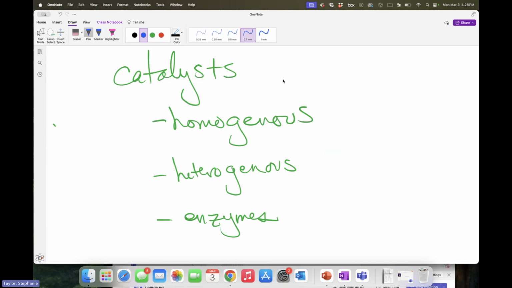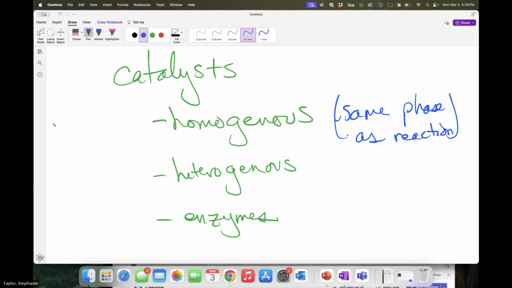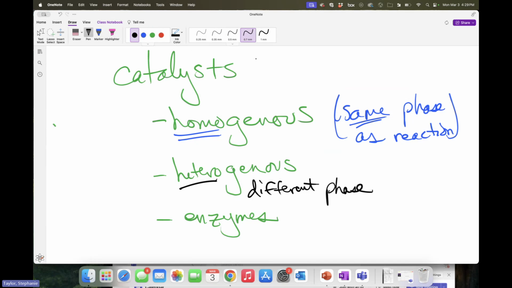So catalysts can be homogeneous. This just means the same phase as the reaction. So homo means same. This could be heterogeneous, which is different phase. Phase here means solid, liquid, gas.